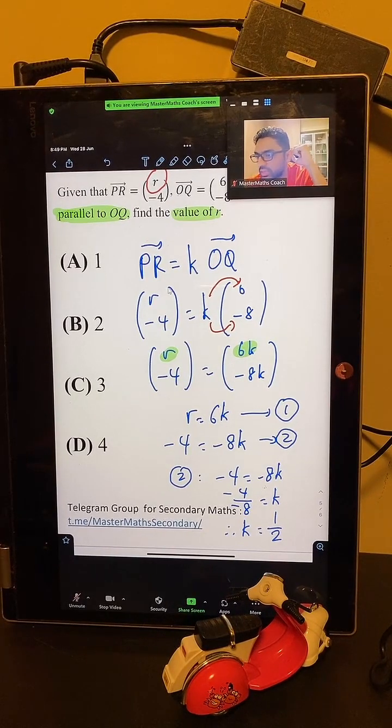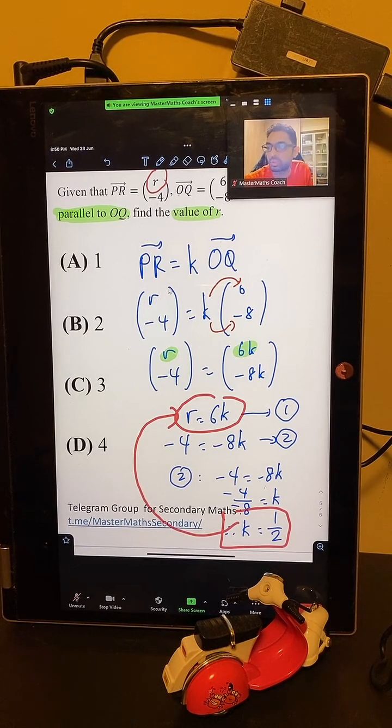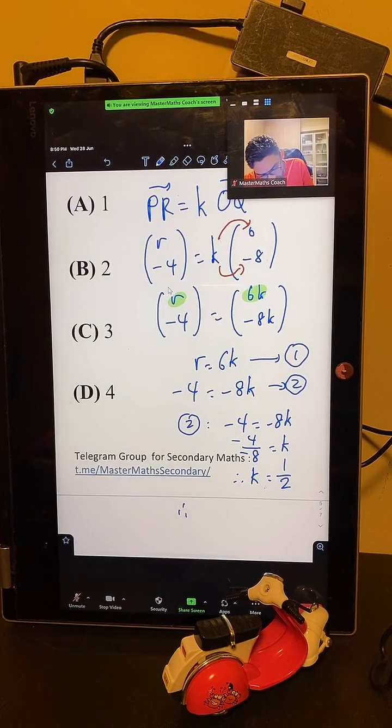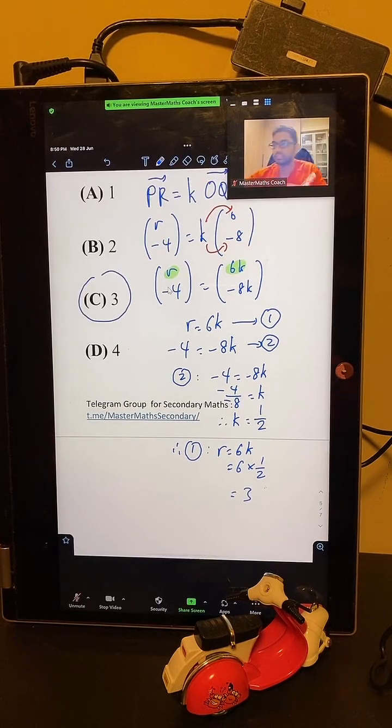Okay, k is a scale factor, that's right. Now you've got k is half. Now how do I find r? Zamir, thanks. You got k is half. Plug this into equation 1. This is sort of like a simultaneous equation problem. And we are able to now find the value of r, which is 6 times half. 6 times half, guys. Alright? So therefore, based on equation 1, r is 6k, which is 6 times half. And my friends, the value of r is just 3. So that will be option C. Alright?